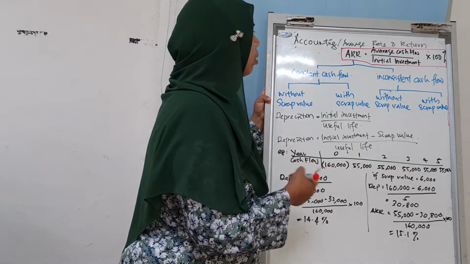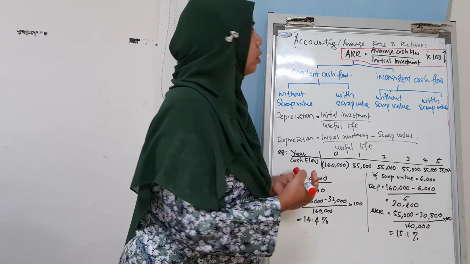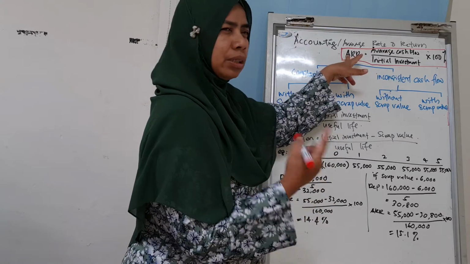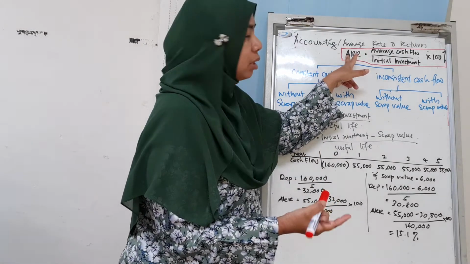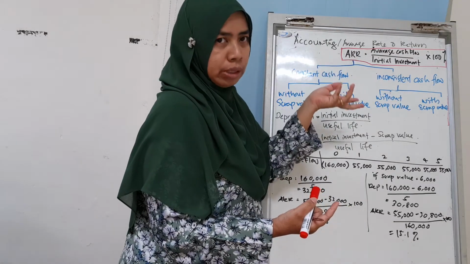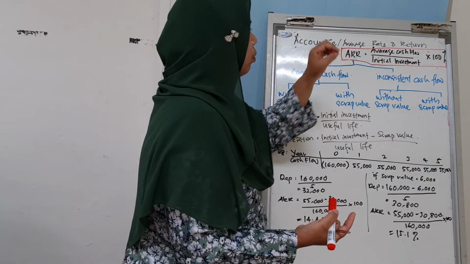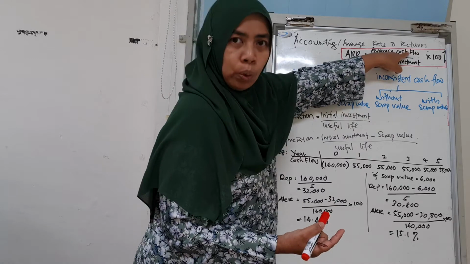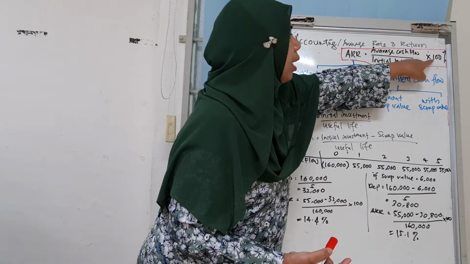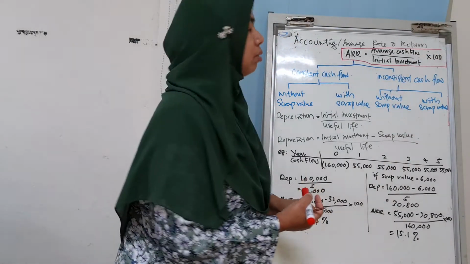How to calculate ARR? Before we calculate the ARR, let me explain first what is ARR. Some books state accounting rate of return, another book says average rate of return. Those names are the same, alright? So ARR is average rate of return. The formula is average cash flow divided by initial investment times 100. So the answer will be in percentage, right?